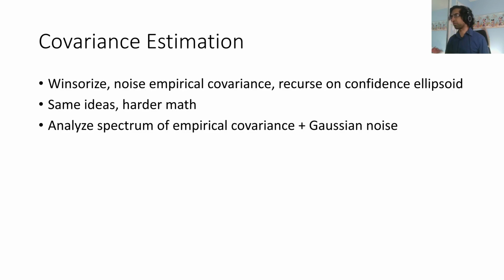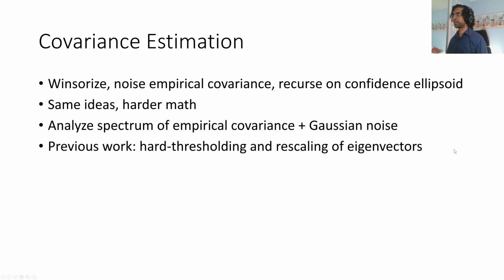The harder math involves some analysis of the spectrum of the empirical covariance matrix plus some Gaussian noise, which is a little bit more tricky whenever you're dealing with matrices, but it's not too bad. In particular, it was done in some previous work where they perform hard thresholding and rescaling of eigenvectors. I say they, it's really myself with Jerry Li, Vikrant Singhal, and Jonathan Ullman. This appeared in COLT last year. So it's possible to really analyze this.